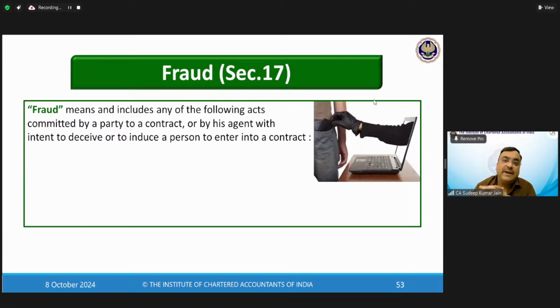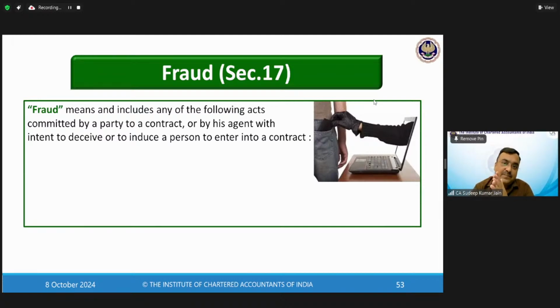In Hindi it is called धोखा, किसी को cheat करना, fraud, cheat. Fraud means and includes any of the following acts committed by a party to contract or by his agent with intent to deceive, or to induce a person to enter into a contract.